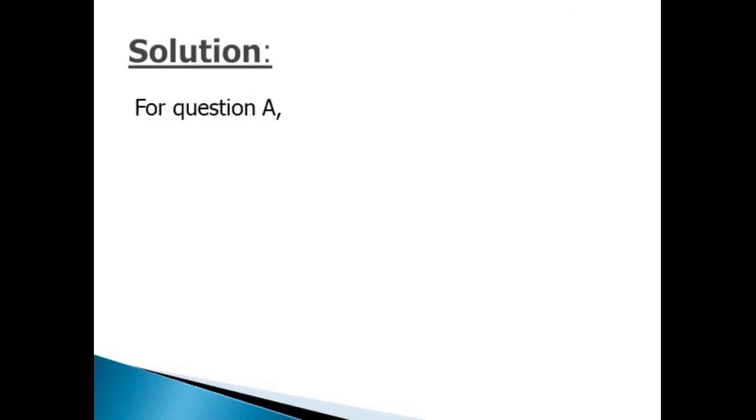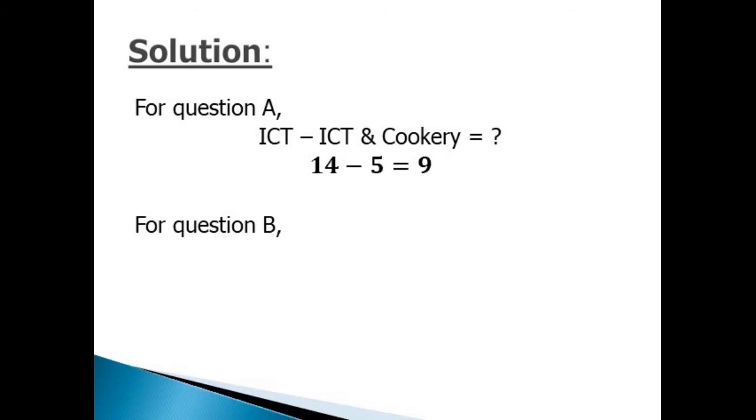For our solution for question A, we will simply subtract the number of students who are taking ICT and cookery from the number of students who are taking ICT. So we have 14 minus 5 equals 9. So we have 9 students who are taking ICT only.